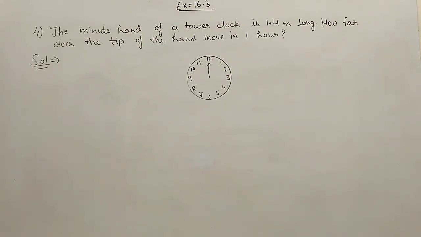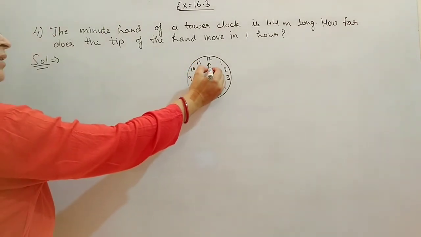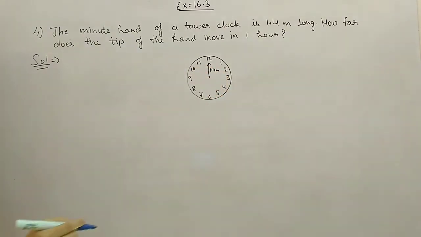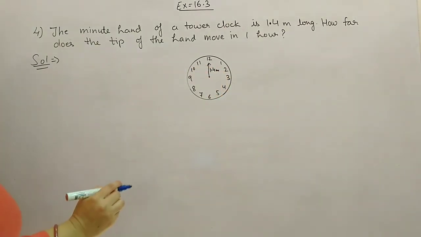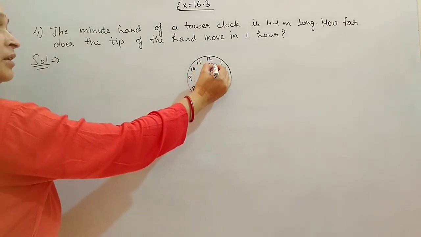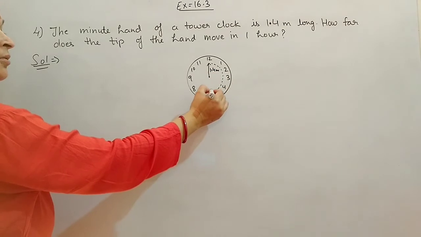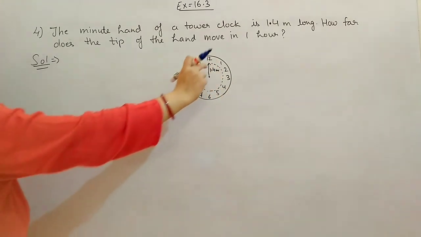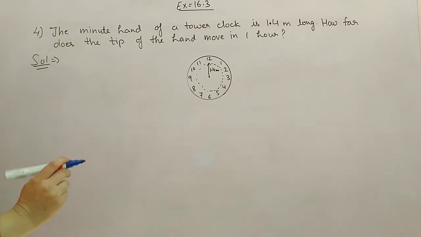Next, question number 4. The minute hand of a clock is 1.4 meter long. How far does the tip of the hand move in 1 hour? So this is the minute hand and it is 1.4 meter long. We have to find out how much this tip will move in 1 hour. If you observe, within 1 hour this tip will move from here to here. It will move the circumference of this circle with radius 1.4.